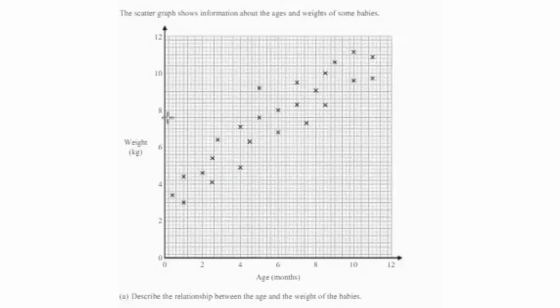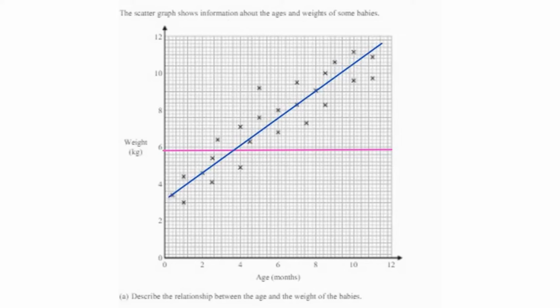So that's going to come over here. So to find the age of the baby at the weight of 5.8 kg, first we need to draw our line of best fit. So line of best fit will be that line that has the same number of points above and below the line.